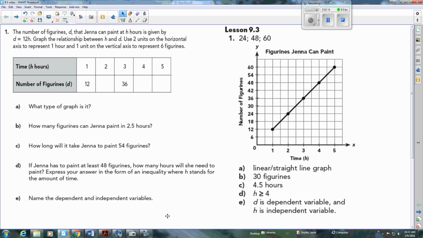Name the dependent and independent variables. If we go back to our original, the dependent variable, the number that's dependent on the other, is going to be D, and H has something being done to it.